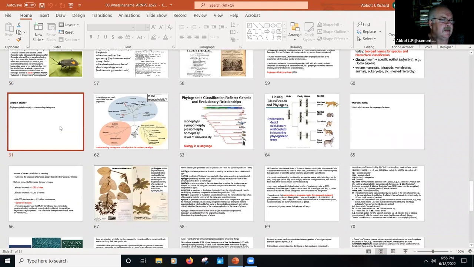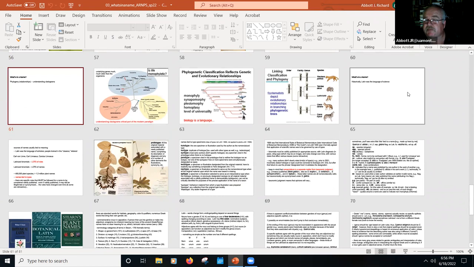Then there's a very, very brief part about understanding phylogeny. This is a talk that deserves an entire semester all by itself, right? If you want to truly grasp the modern phylogenetic approach and all the vocabulary, it takes study. But that's part of what's behind a name. Relationships are part of what's in a name.